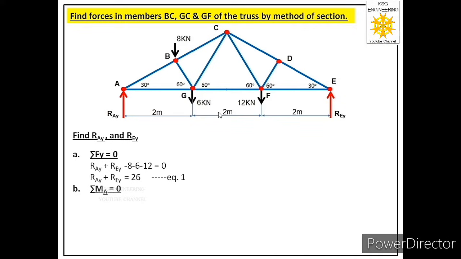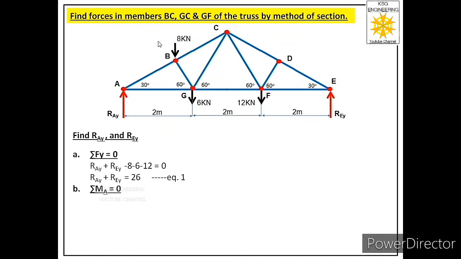Now let us discuss the moment because of the 6 kN force about joint A. The 6 kN force will also generate a clockwise moment, so we have to consider that negative, and its magnitude will be 6 into 2. Now let us consider the moment because of the 8 kN force acting at joint B. This will also generate a clockwise moment, so that will again be a negative moment.